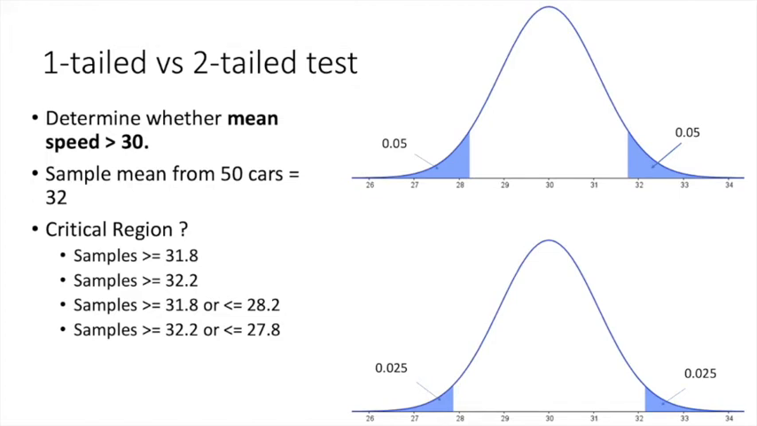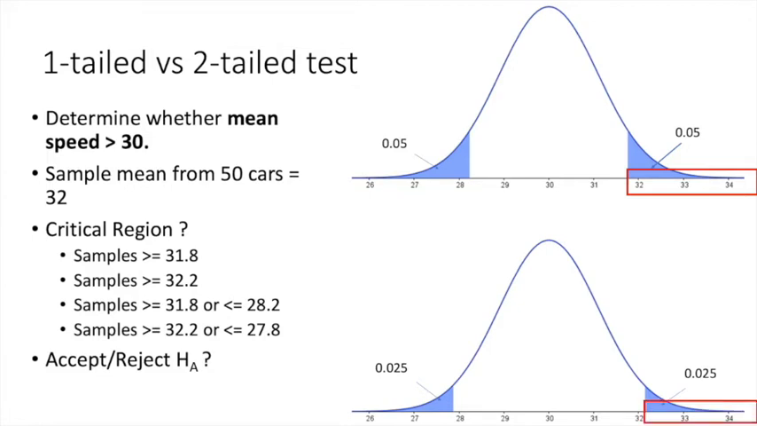To do that, you must look at the top figure, and I'm sure you guessed that the critical region begins at 31.8. Thus, a sample mean of 32 means we reject the null hypothesis. If instead we use a two-tailed test, then the critical region begins at 32.2. Because the sample mean was only 32, we failed to reject the null hypothesis in this instance.